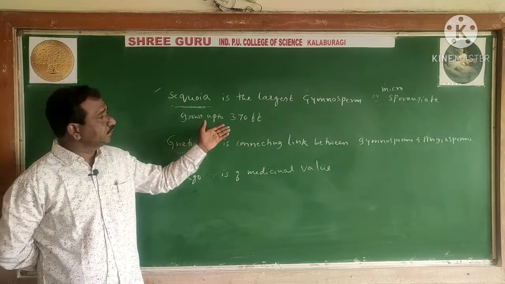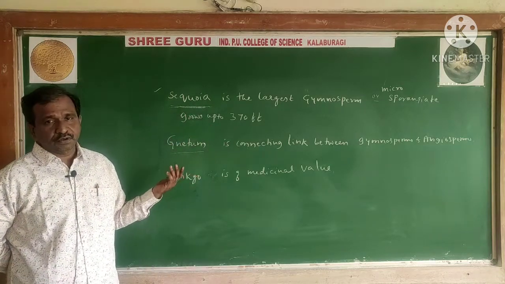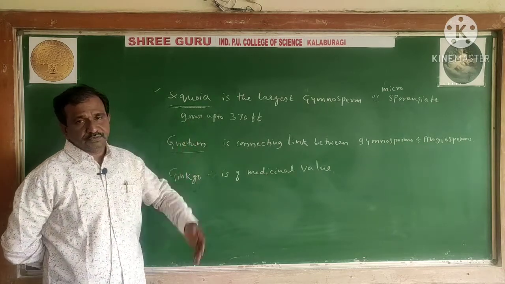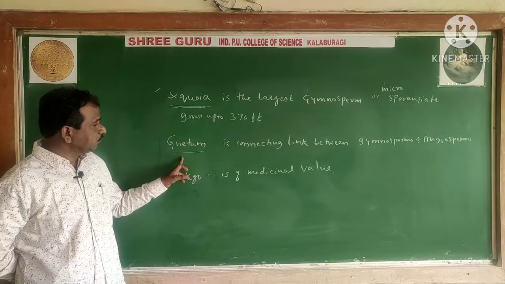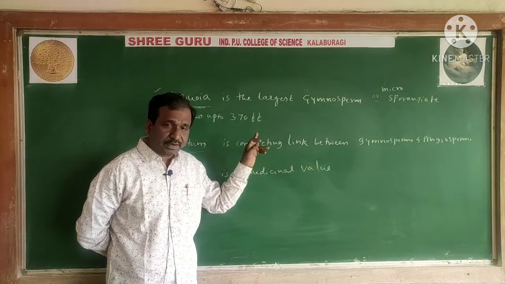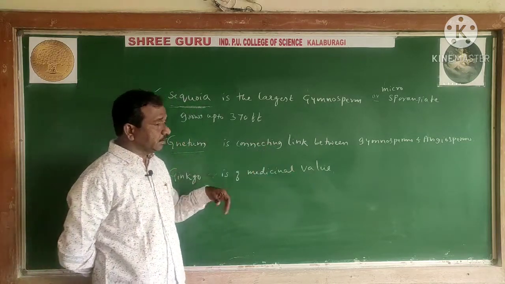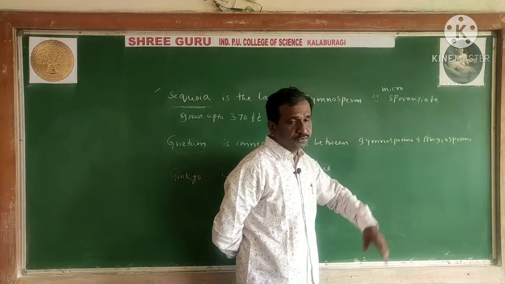We have given it as a 1 mark question. The textbook has not given this one, so at least you have to observe it. Gnetum is also given as connecting in between, because they are showing certain advanced characteristics like angiosperms.